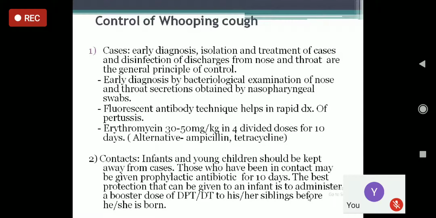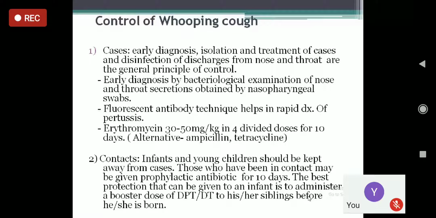Now, what about the contacts? If a child is suffering from pertussis, all the family members and siblings are the contacts. They have to be infants and young children. If there are other infants and young children in the house, they should be kept away from the cases. Those who have been in contact may be given prophylaxis.